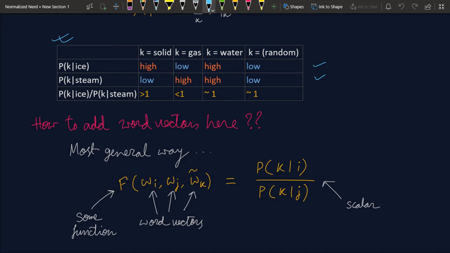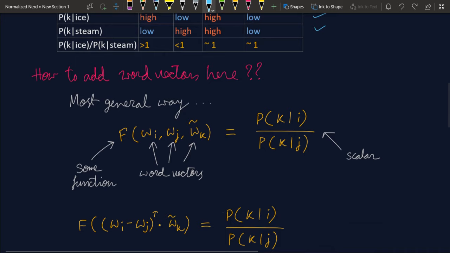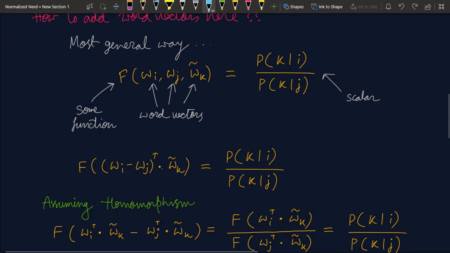Now I'm going to show you what the researchers did to overcome these difficulties, and I'm going to be explaining the intuition behind their approach, okay? To convert the vectors into scalars, we can use a nice property of the vectors, which is the dot product. So you can see here that they use the dot product of these two vectors, and the first vector is actually a vector difference. And the intuition behind this vector difference we can gain from the word2vec model.